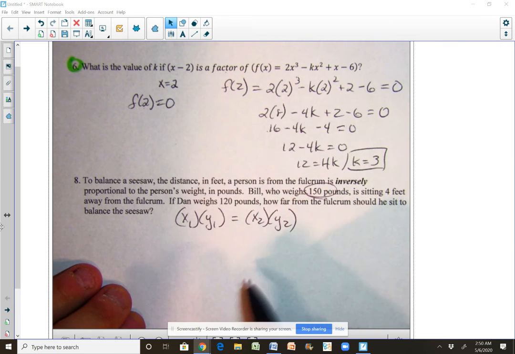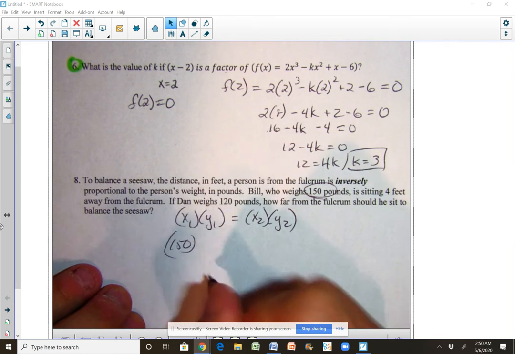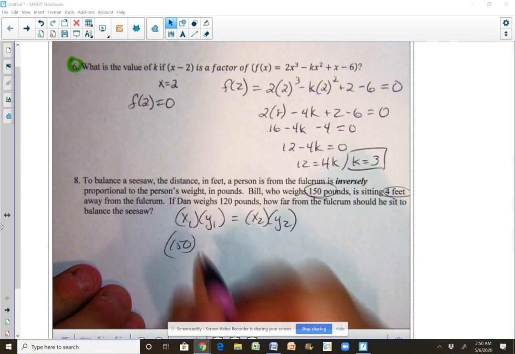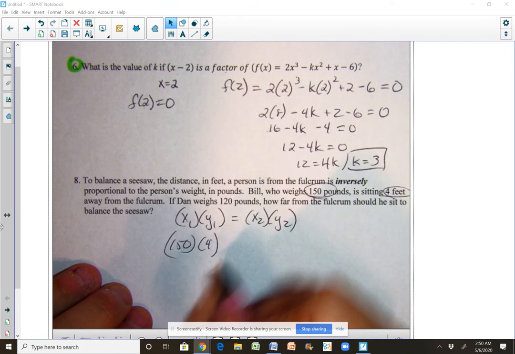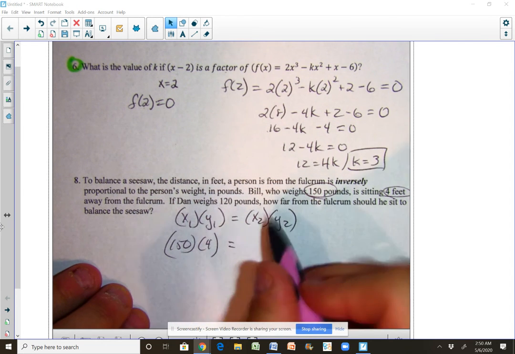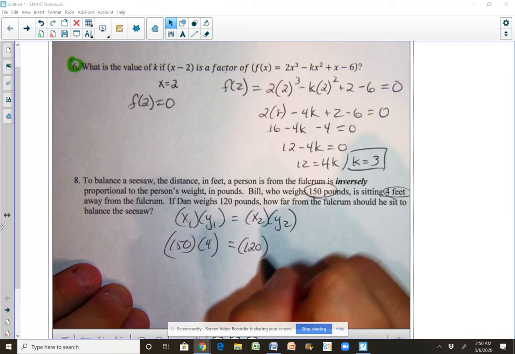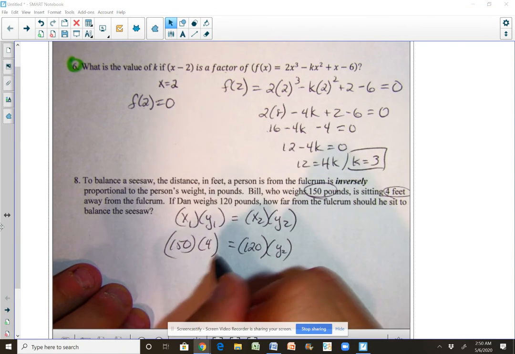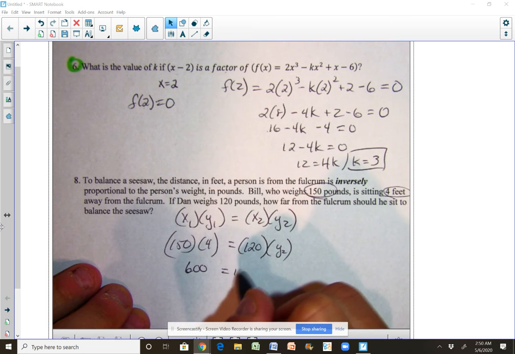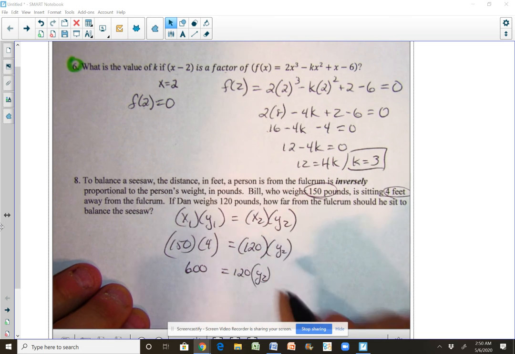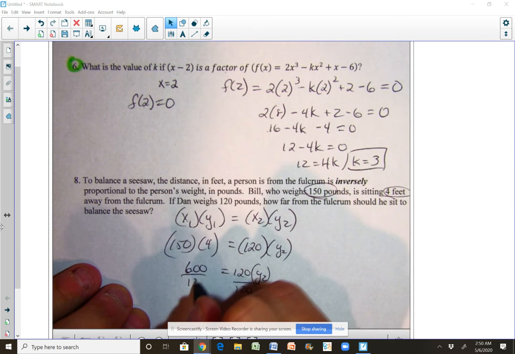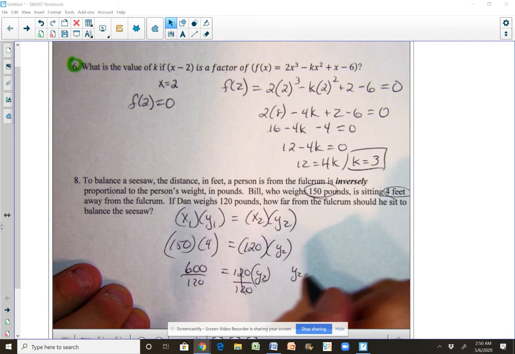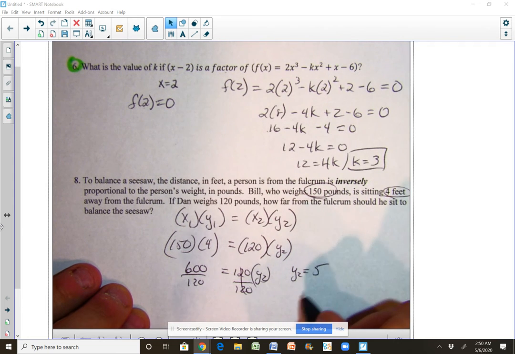He weighs 150 pounds. We can make that our x1 if he is 4 feet away. So we make that our y1. And then we look in the information, we get another weight, so that's 120 pounds, for how far away would that person have to be. So you multiply this out, you get 600 is equal to 120 times y, divide by the 120, and you'll find out that that person has to be 5 feet away. So the answer is 5 feet away from the fulcrum point.